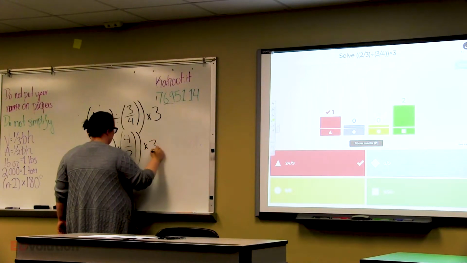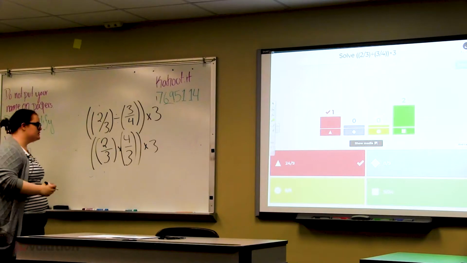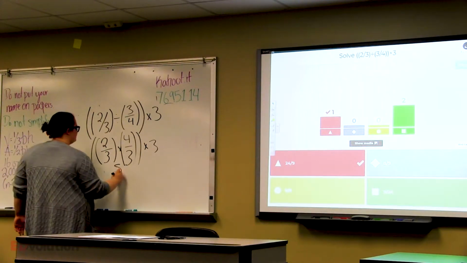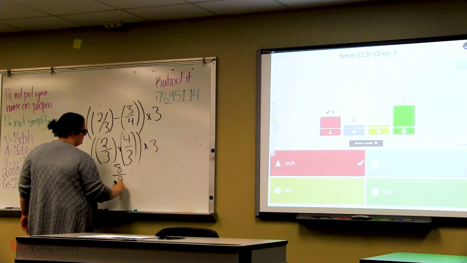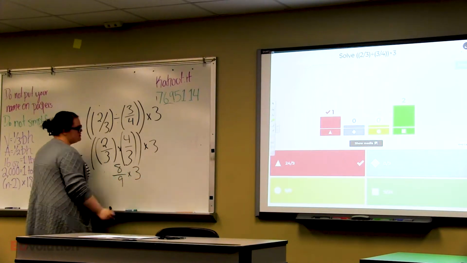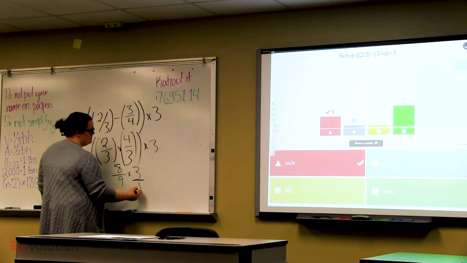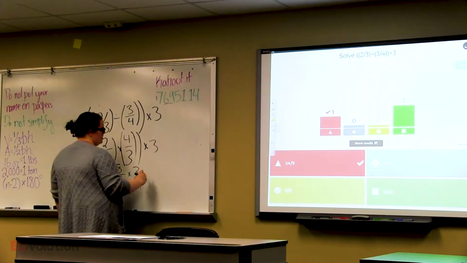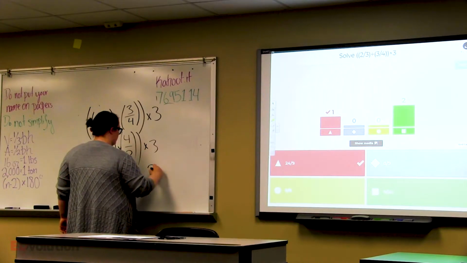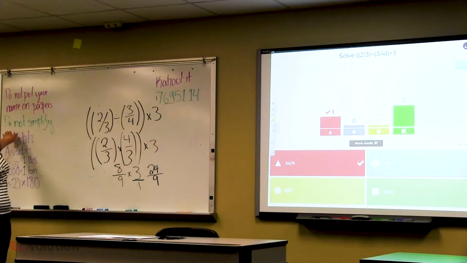multiplied by 3. So when we multiply fractions, we can just multiply straight across. We get 8/9 multiplied by 3. If you multiply fractions by a whole number, you can put the whole number over 1, and you're left with 24/9. And as we said in the beginning, do not simplify.